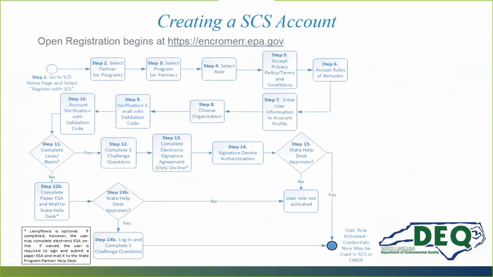So the registration for an SCS account begins at the website shown here at the top of the page, this encromer.epa.gov, and you'll just follow through these steps in order to create an account, and it should be pretty similar to if you've created any other username and password account. You'll select the partner, which is going to be the North Carolina Department of Environmental Quality, and you'll select the program, which is the Compliance Monitoring Data Portal, and then you're going to select your role.